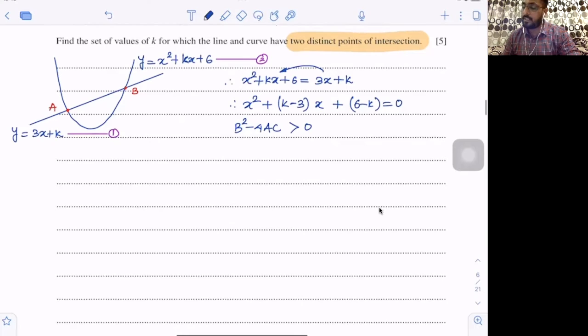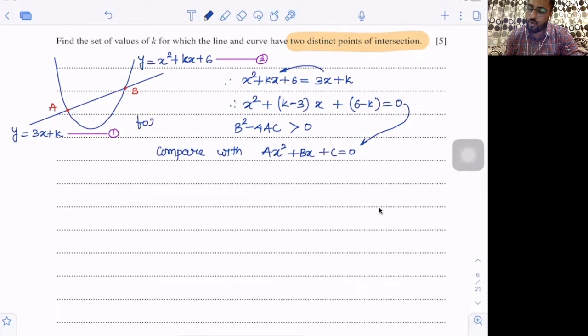So I have this equation x square plus (k minus 3)x plus 6 minus k equal to 0. Let's compare this with ax square plus bx plus c equal to 0, right? So I will write here, for two distinct roots, b square minus 4ac must be greater than 0.